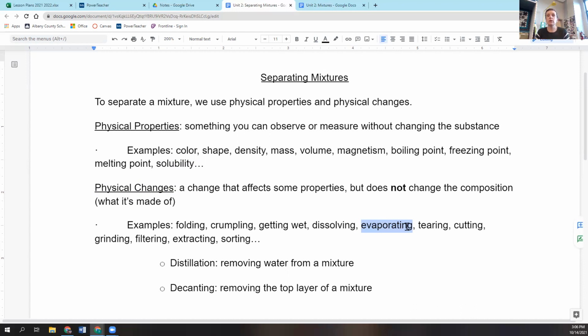Same thing with sugar. If you leave a little bit of Gatorade in a cup out for a couple days, the water will go away and you'll end up with the sugar and the dyes and whatever else, the electrolytes, all going to crystallize out of that mixture.